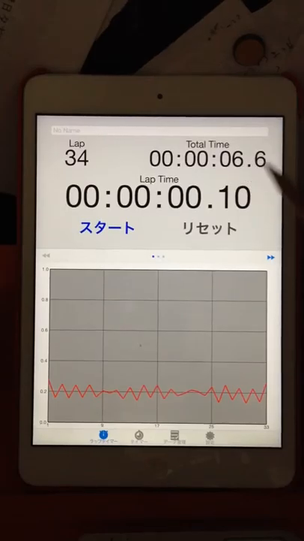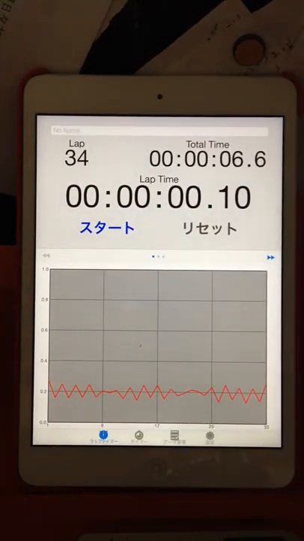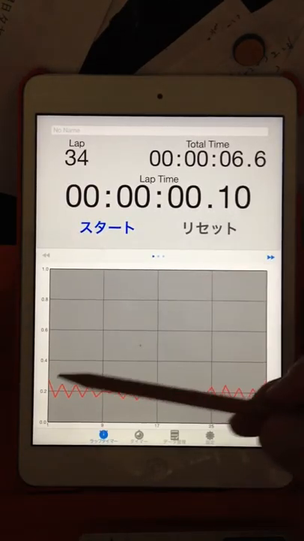Today 6.6 for 3-4 laps, multiply 2 equals 39.39 second for 1 beat front and back.